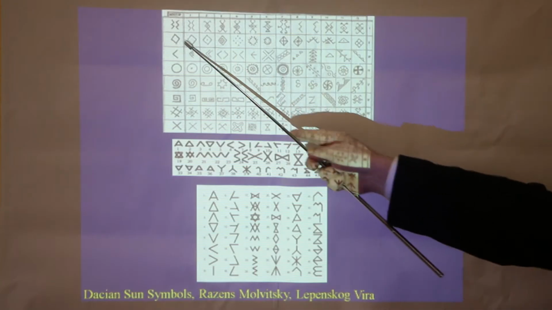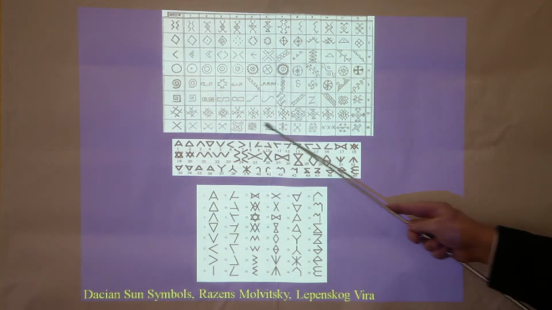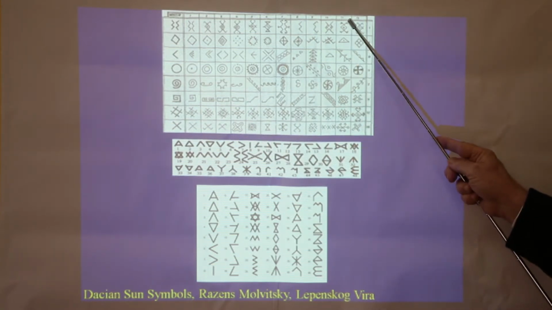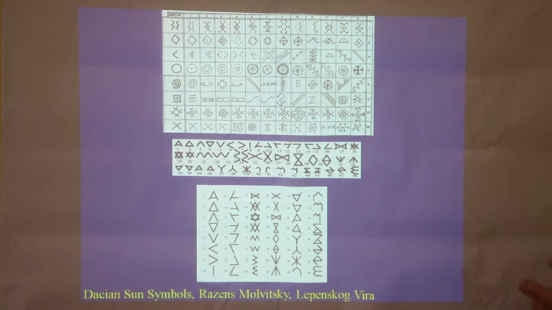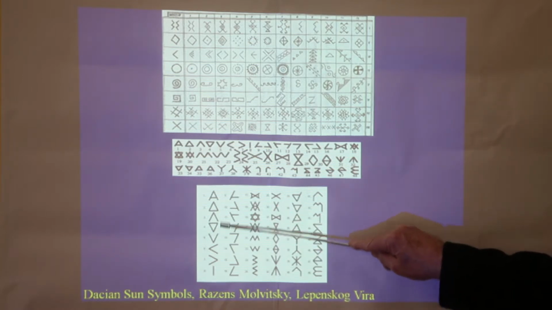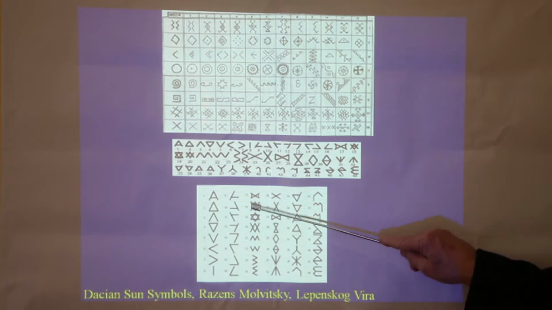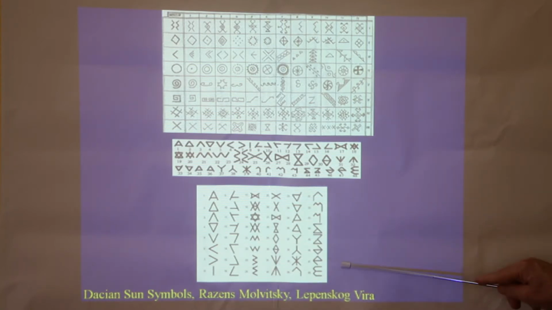So here is a Dacian sun symbols. Now, if you look closely, there are intersecting things that look almost like our symbol of the Vesica Pisces. Here is one of the earliest alphabets called Razens-Molvitsky, and it's based on something called Lepenski Vir, and this again is a purely geometrical alphabet. The Russians claim that this is the alphabet from which all European alphabets come from.